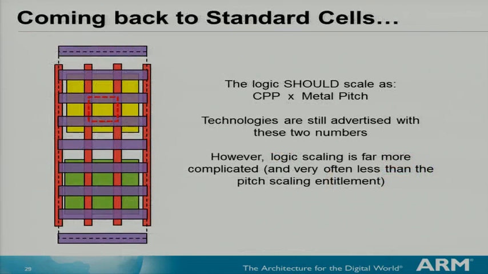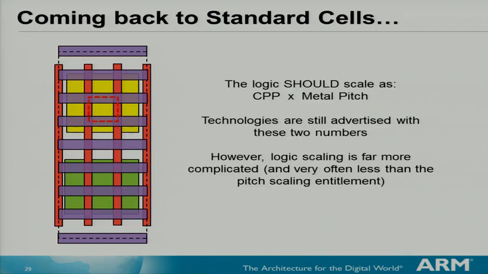So coming back to standard cells, the logic should scale as contacted poly pitch and metal pitch, because basically what you're doing is if you have a 9-track library at a given node and you move to the next node, you can keep the same track library, and because the metal pitch scales and the contacted poly pitch scales, you get a reduction in area. Your transistors are getting better, so you get improvement in performance. So that's how technology numbers are still advertised.